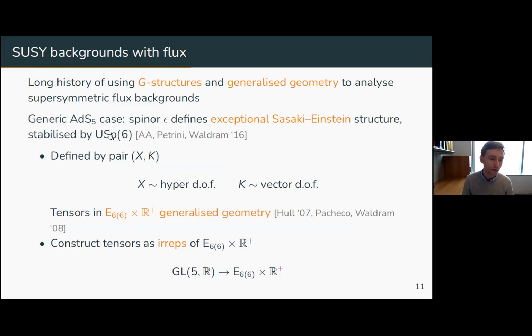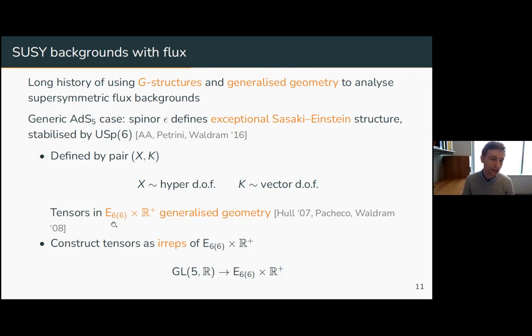In the generic AdS5 case, as I mentioned, the nowhere vanishing spinor actually defines a USU6 structure, and I'll just refer to the structure as being an exceptional Sasaki-Einstein space. So this is all very sketchy. The thing to take away is that, again, this invariant spinor defines some nowhere vanishing tensors, which I'll call X and K, and X and K effectively characterize the hypermultiplet and vector multiplet degrees of freedom of the AdS5 supergravity if you compactify it on these spaces.